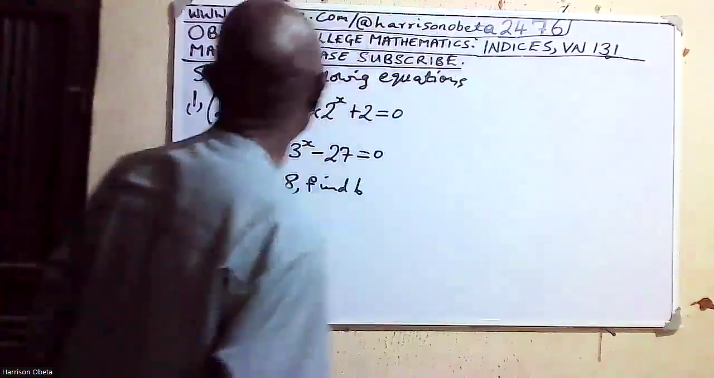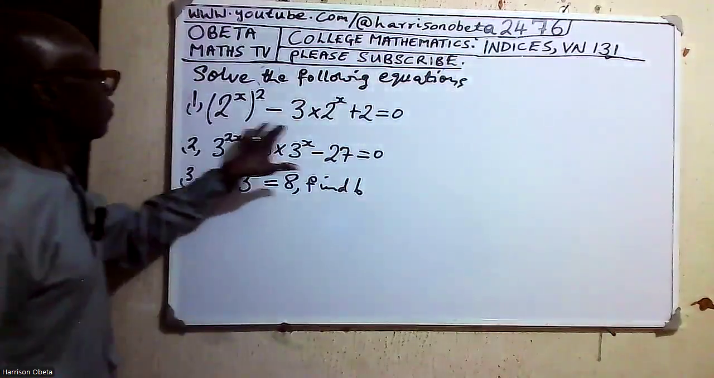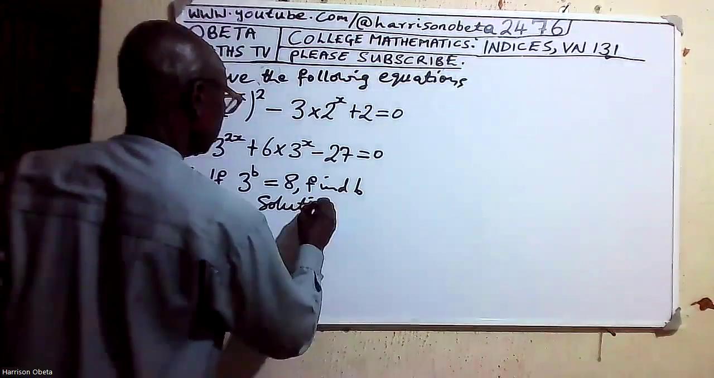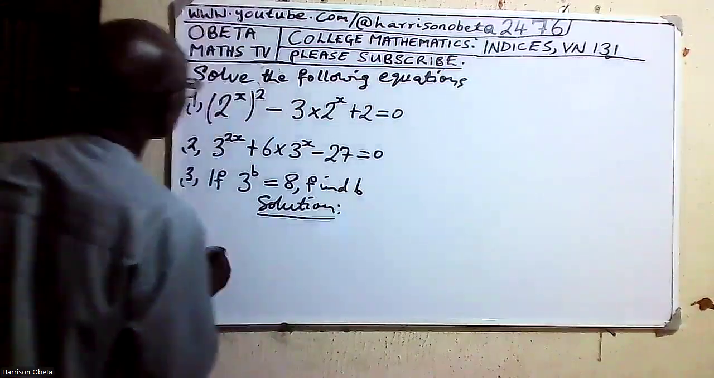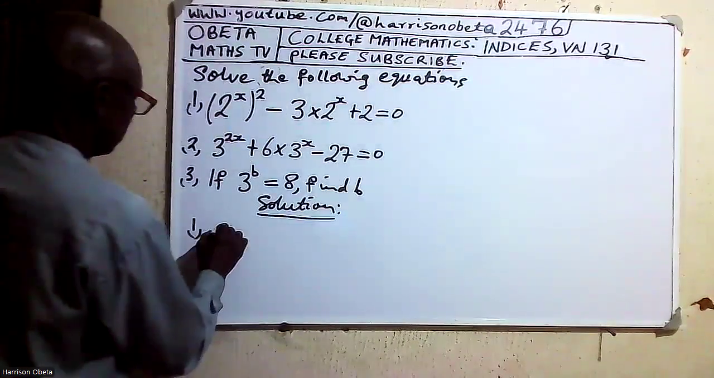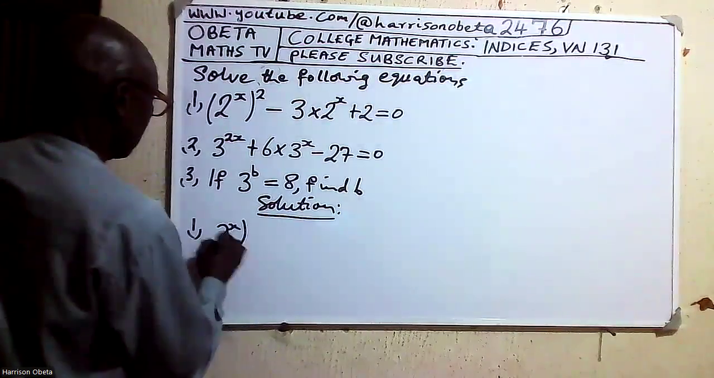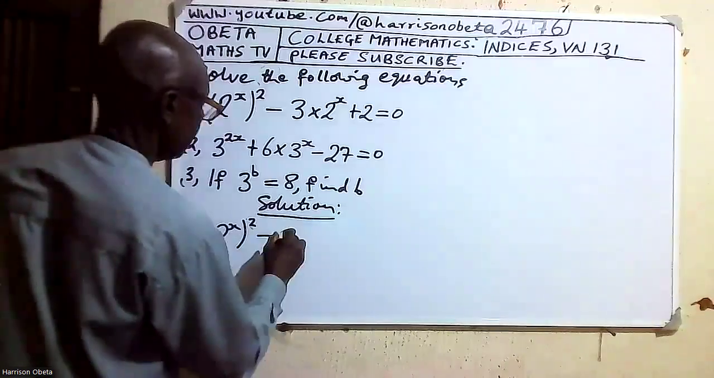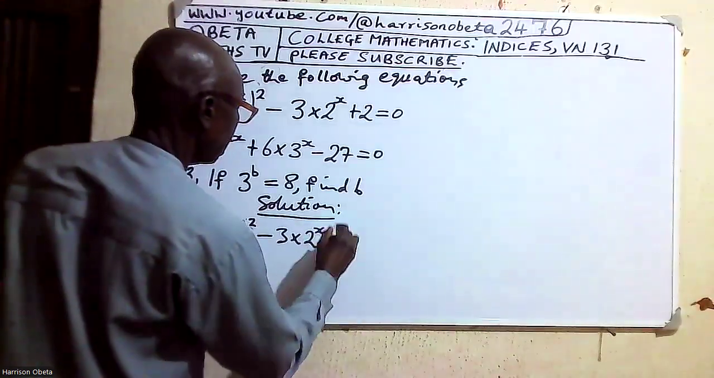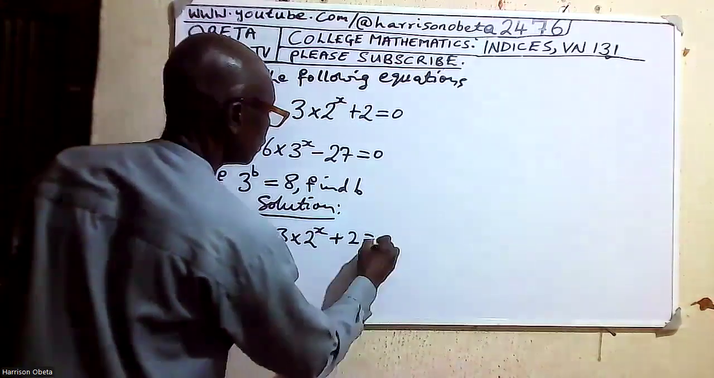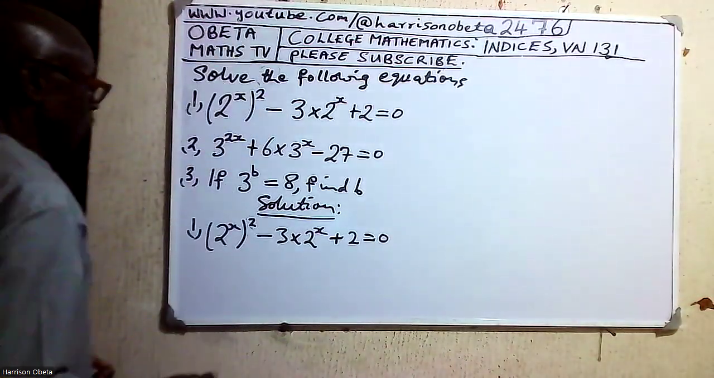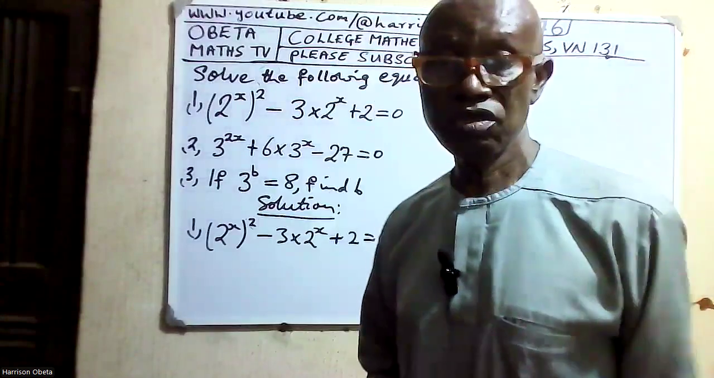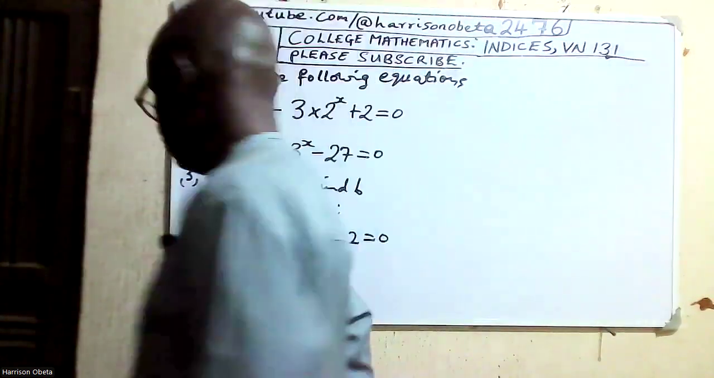Let's start. Number 1, we have to solve this equation. Solution. We have 2 raised to x, all squared, minus 3 times 2 raised to x, plus 2 equal to 0. Well, in order to continue, we have to represent 2 raised to x by something so that it will be a bit easier for us to solve.